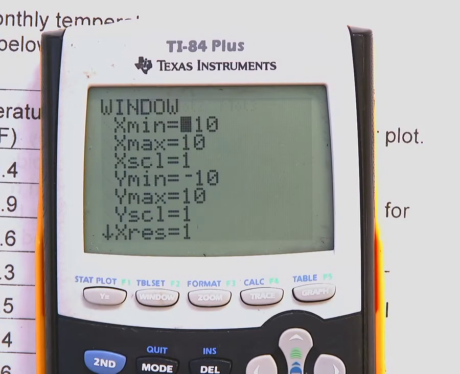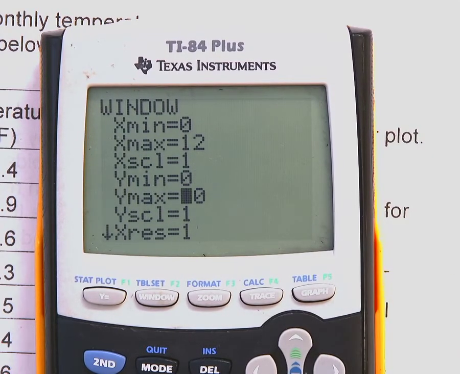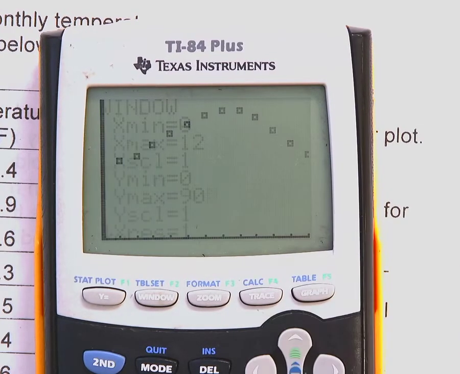And I'm going to need to change my window if I want to see this. So my x's are judging months. So that's going to need to go from 0 to 12. There's 12 months. Your y min can go from 0 to the highest temperature was 82. So let's just bump it up to 90 so we can see the whole graph. Hit enter. And points! Yay!